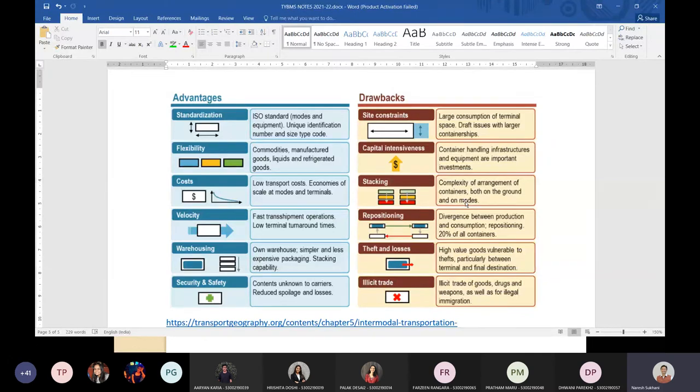Repositioning: divergence between production and consumption, repositioning 20% of all containers. Whenever containers are stored or repositioned on the wagon or truck, it needs to be done very carefully. Theft and losses: high value goods are vulnerable to theft, particularly between terminal and final destination, but containers still give good security. Illicit trade: illicit traffic of goods, drugs and weapons, as well as illegal immigration.